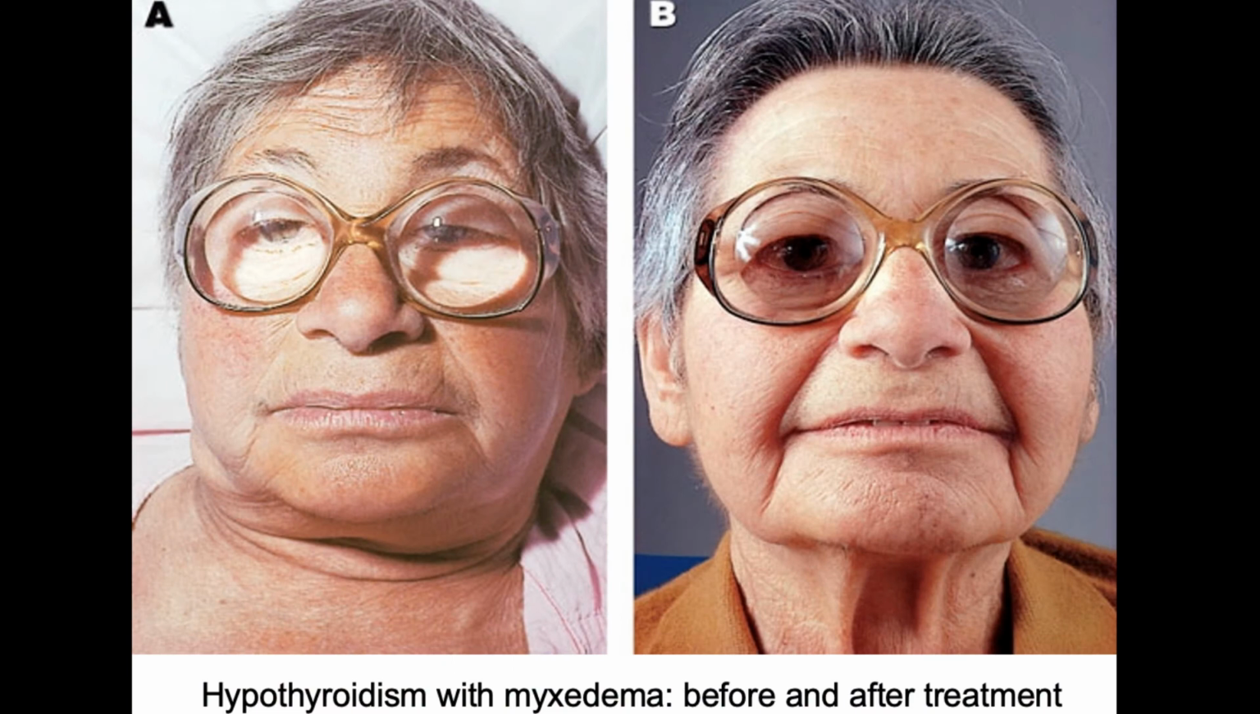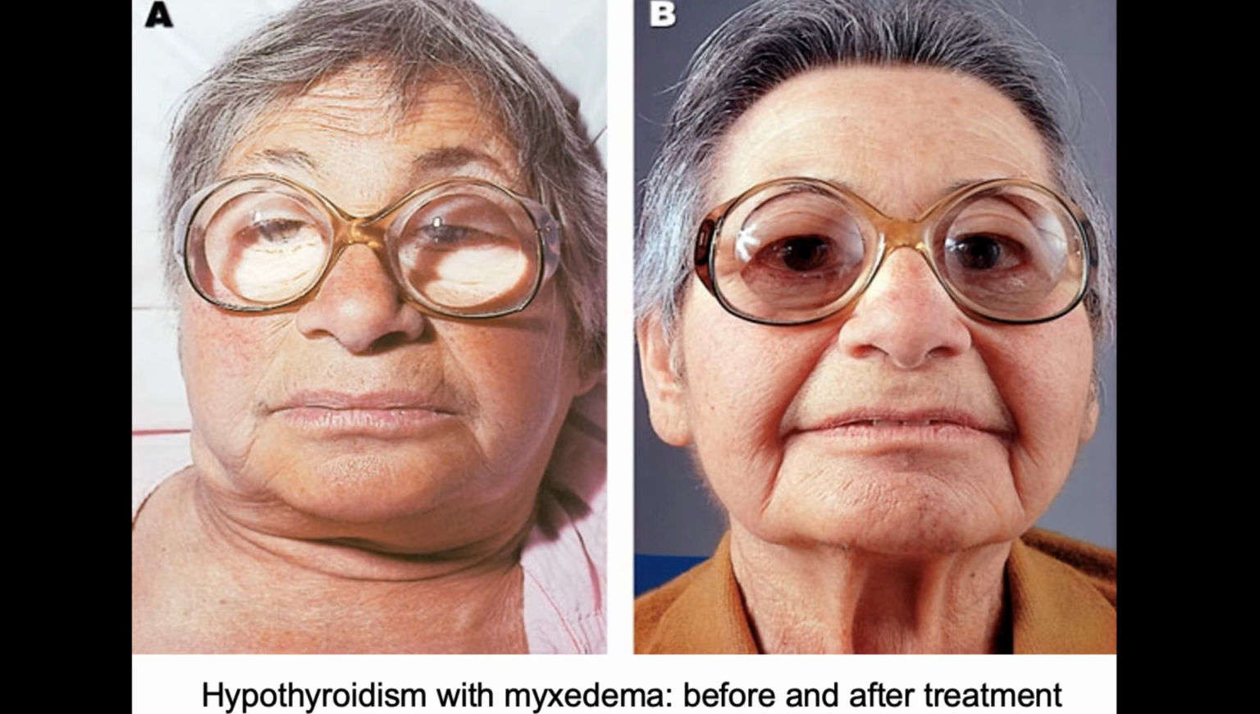And so you can see on the left, A, this is a woman before treatment who has this myxedema and all of the swelling that she has from it, and then after treatment. And one of the things you can really see with someone who has very severe hypothyroidism in this case is how swollen the neck is where the thyroid is located. Even look at the difference with the texture of the hair.